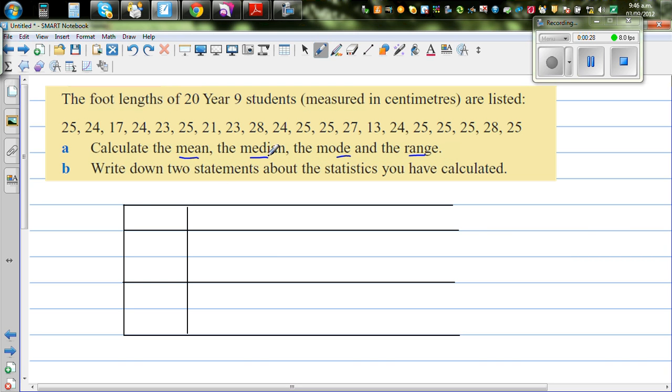You have to order them from the lowest to the highest. So first, this is called a stem and leaf plot. Now I'll explain what it means. This is the stem and this is the leaf, L-E-A-F. Stem and leaf.